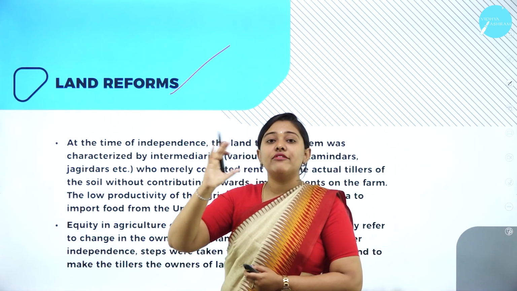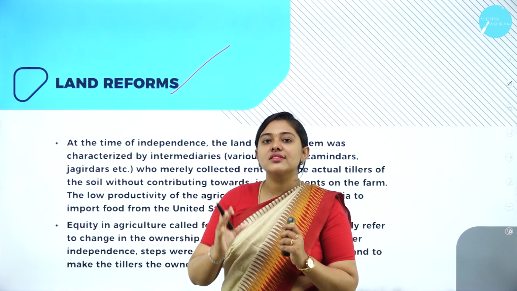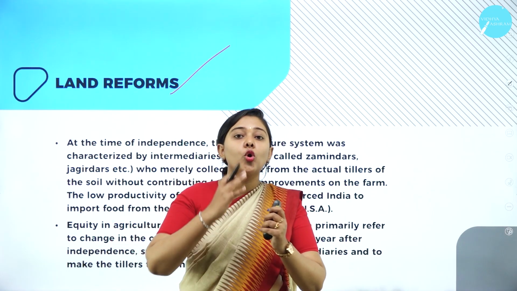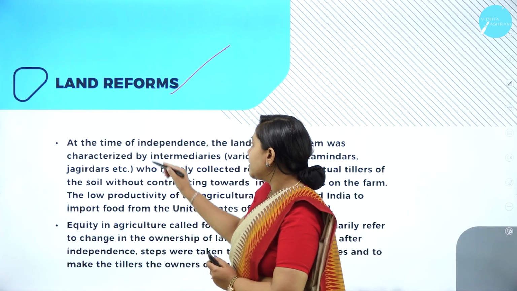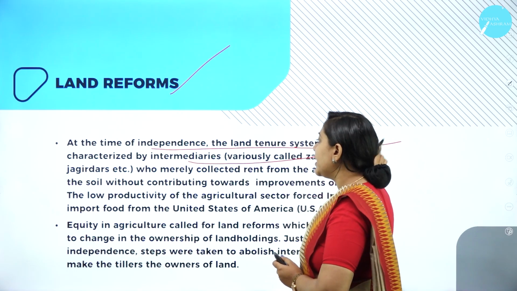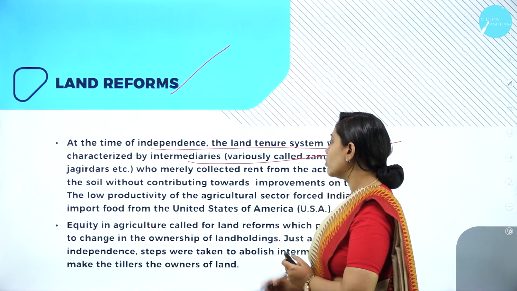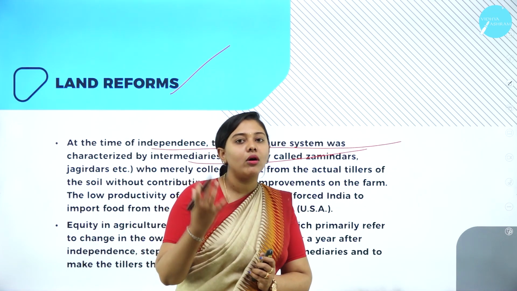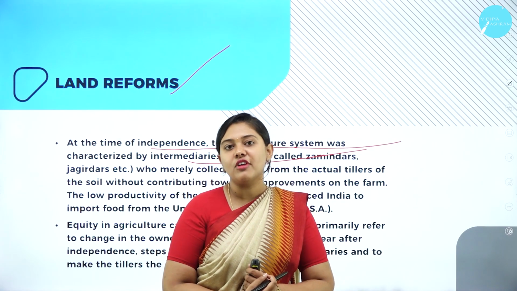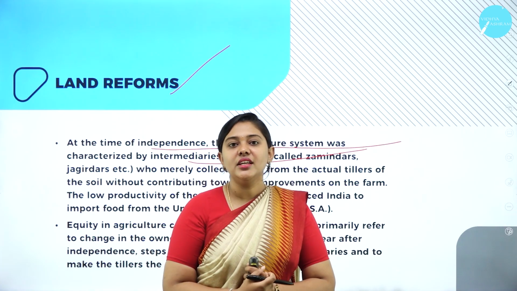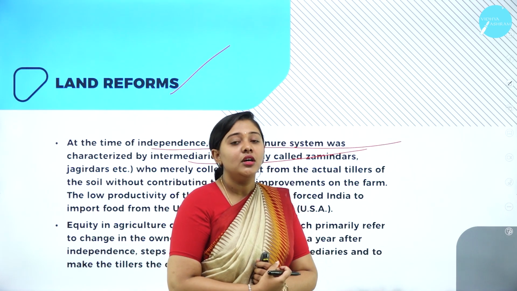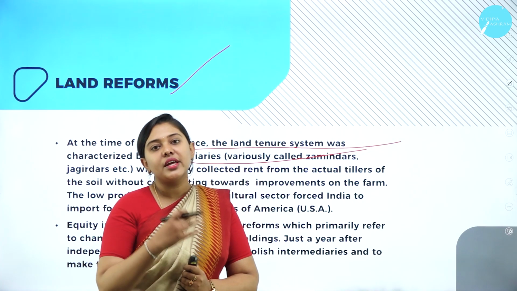Reforms means what? Revolution, changes. They brought some changes in the agricultural land. So what was this? The owning of land. At the time of independence, the land tenure system was characterized by intermediaries, as I have discussed. They completely took over all the produced food grains from the farmers, and there was a tenancy system where farmers were treated as tenants and used to pay a lot of rent. All these things were there.